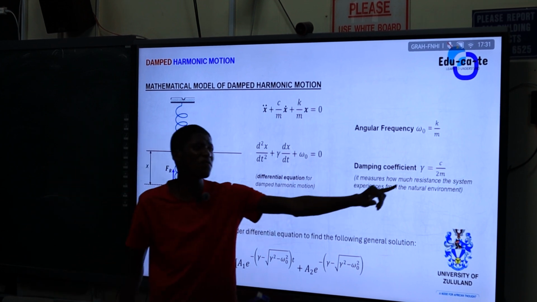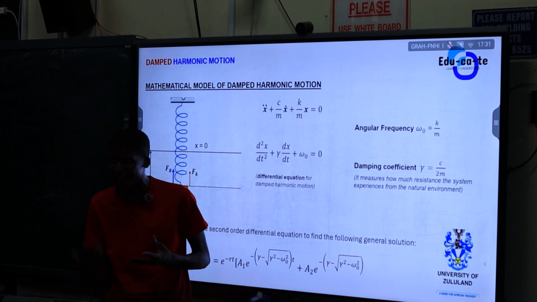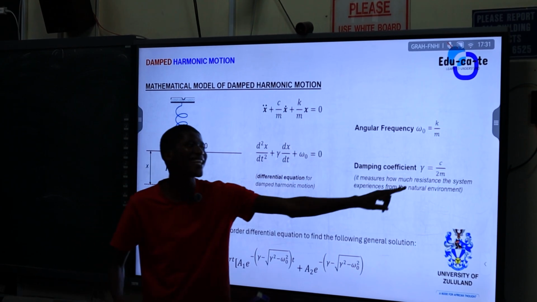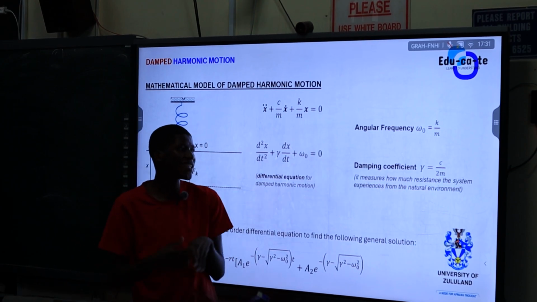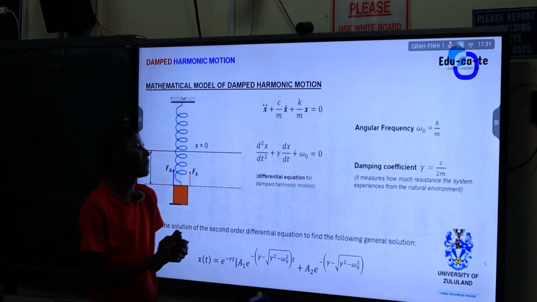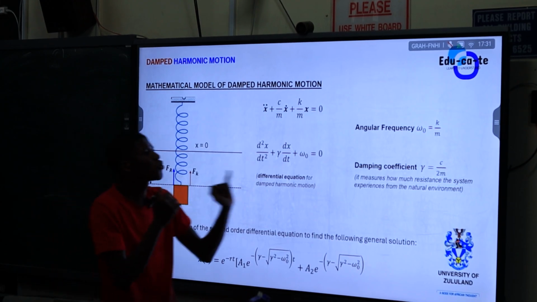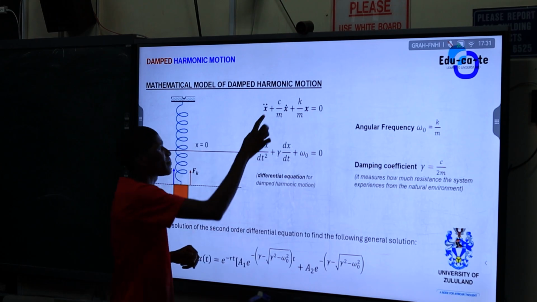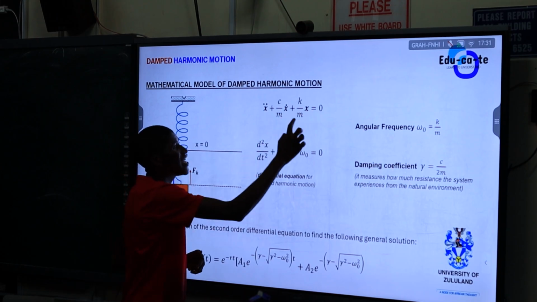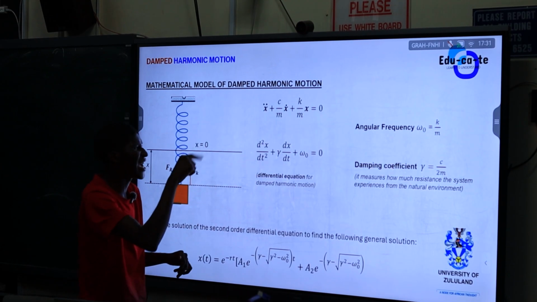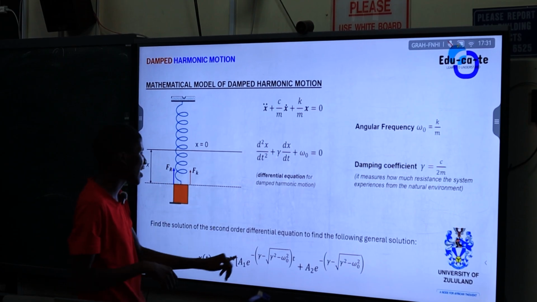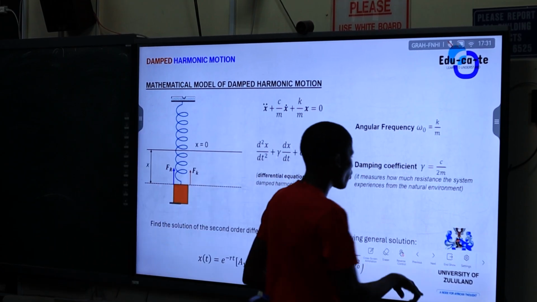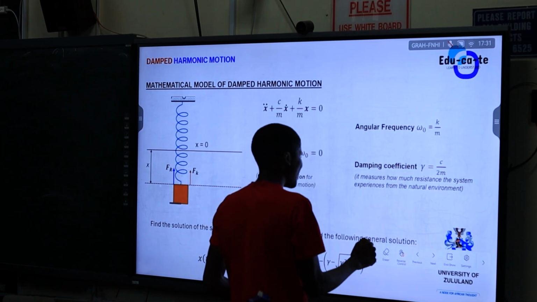So the damping coefficient is a way to quantify your resistance, any resistance that the system is experiencing from the natural environment. So if you substitute those quantities, omega naught, you can substitute it where there is K over M. Omega naught squared, not omega naught alone. It's omega naught squared. You are going to fix all those mistakes.